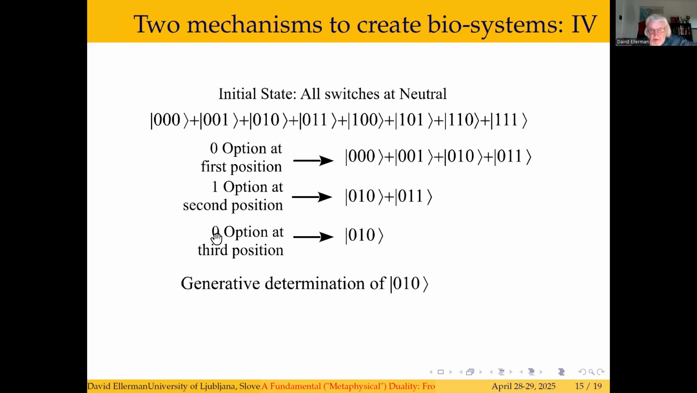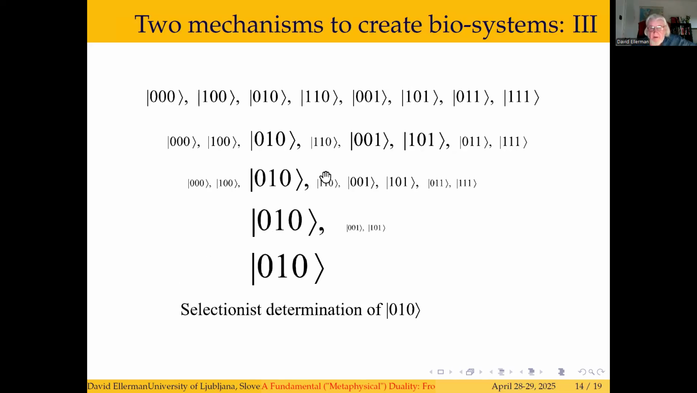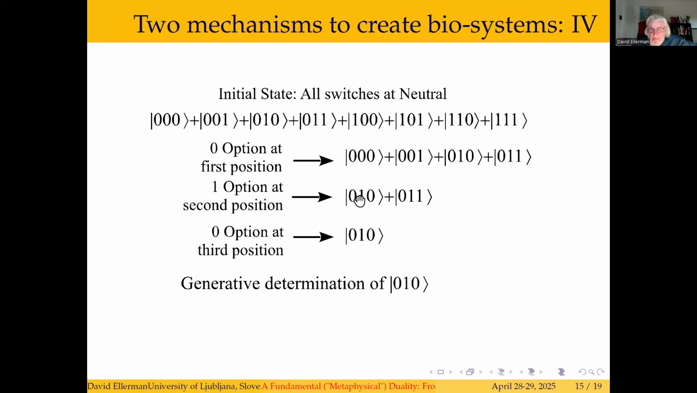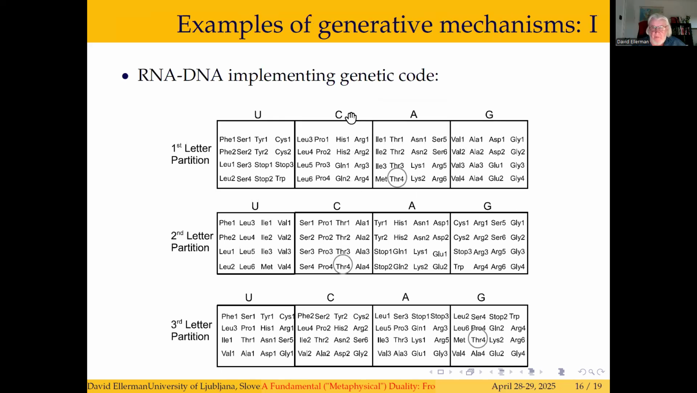And then you finally get a 0 at the last branch, and that takes you to this. So you get 2 different ways, the selectionist way and the generative way. So these are the two dual mechanisms in biology that come out of this whole analysis. One of the great generative mechanisms, of course, is the RNA DNA mechanism to implement, in this case, the genetic code, and you can describe this moving down the tree as the join of partitions.